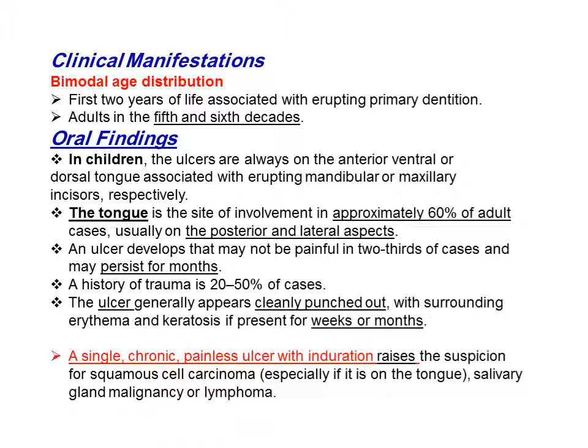The ulcer may not be painful in two-thirds of cases and may persist for months. A history of trauma is present in between 20 and 50% of cases. The ulcer generally appears cleanly punched out with surrounding erythema and keratosis if it is present for weeks or months. A single chronic painless ulcer of any duration raises suspicion for squamous cell carcinoma, especially if it is on the tongue, salivary gland malignancy, or lymphoma.